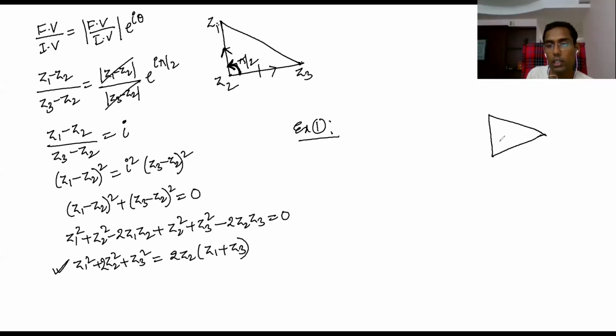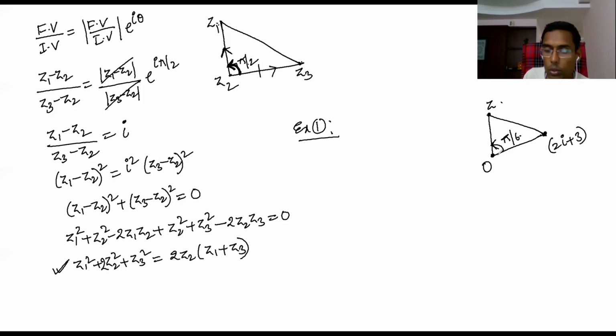Yes, the triangle is like this, and here, let's say this is the origin. This is, let's say, 2i plus 3. We need to find out this point, some z, and the angle of rotation is some 30 degrees. Okay, angle of rotation is 30 degrees.